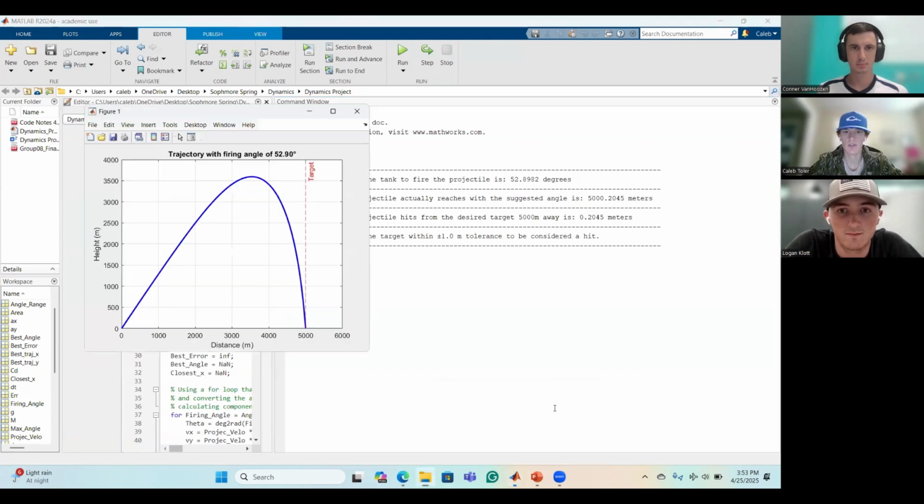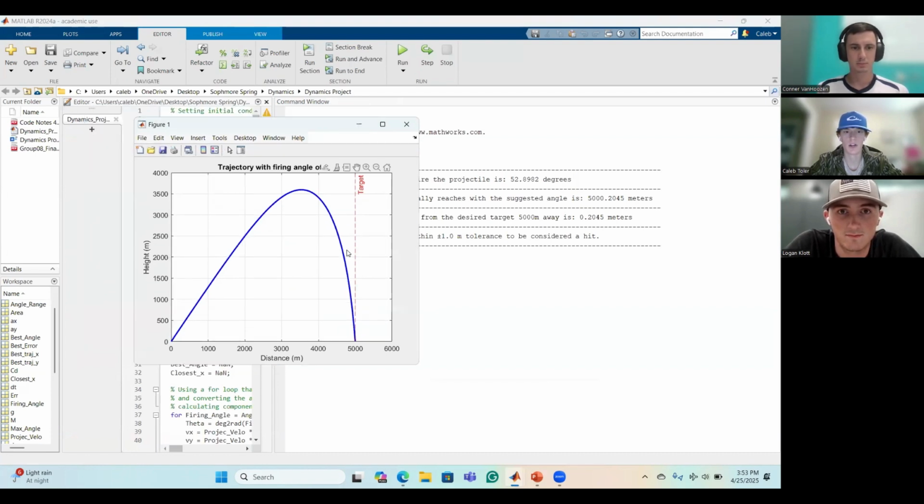If we go over here to the figure, this is the figure created by the code. It's showing we're starting at a distance of 0 and we fire. This is the trajectory and we get to 5,000 meters.